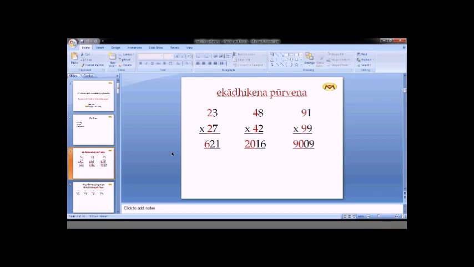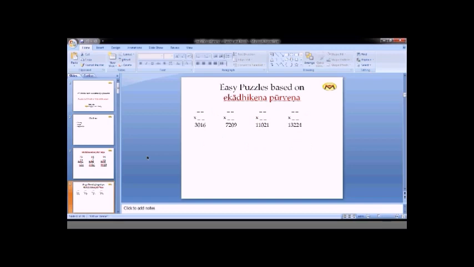Now generally when we do this, in fact I had shared a bit about this in the first online conference where I spoke just about puzzles and how puzzles can make a classroom of Vedic math interesting. So here I just want to extend it a bit ahead. Once we have done Ekadhikena Purvena in a particular class, then we can give this kind of puzzle, like multiplication of two two-digit numbers gives me 3016, 7209, and 11021 and 13224. So here are 4 examples. Can we figure out what are the two-digit numbers?